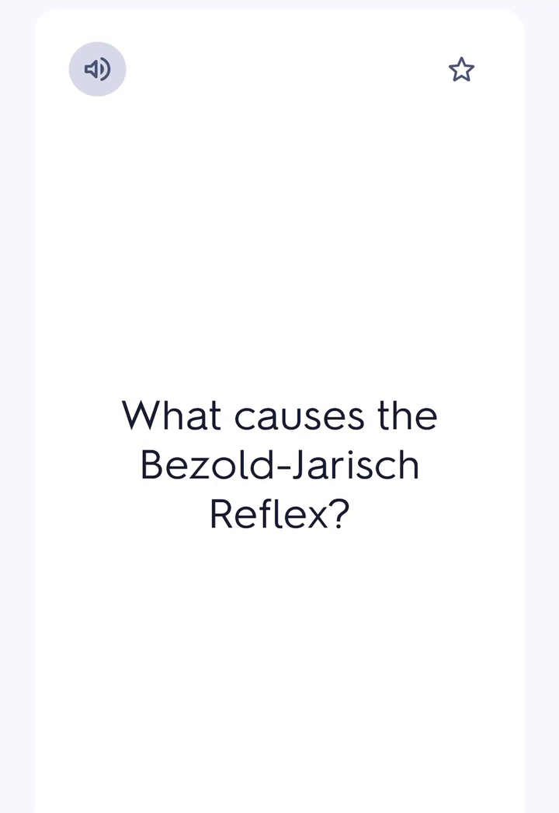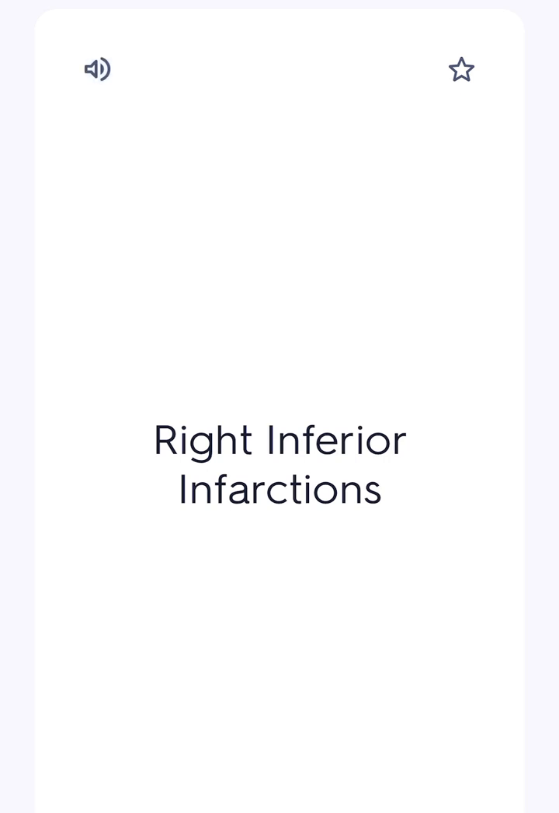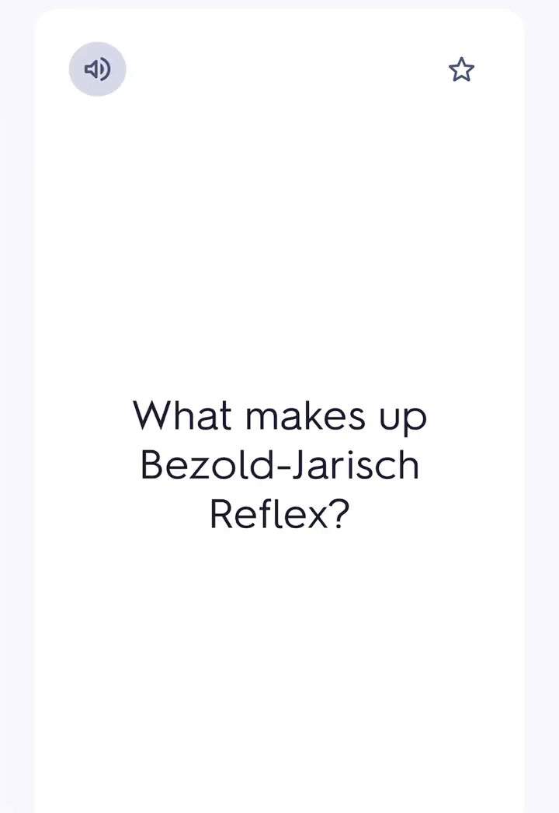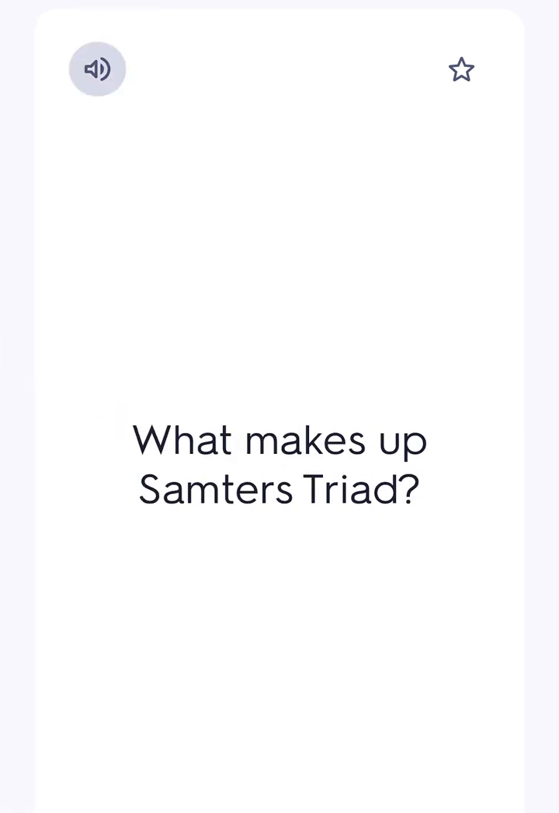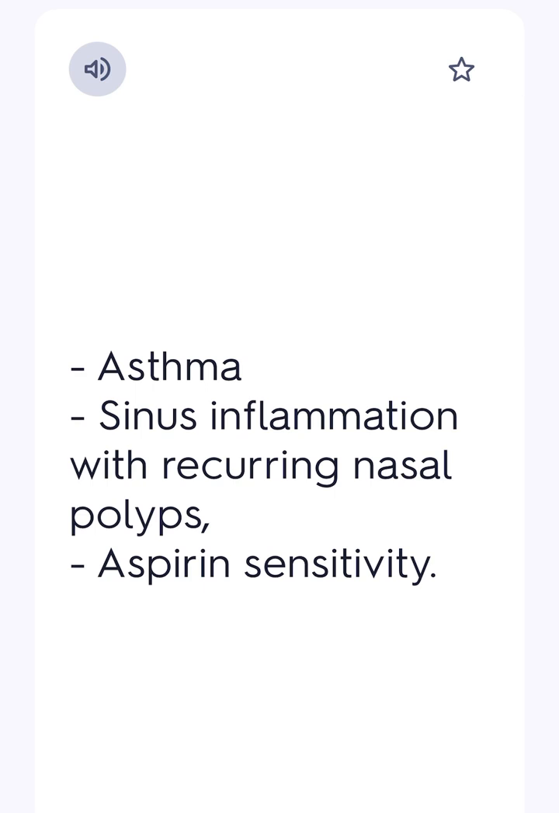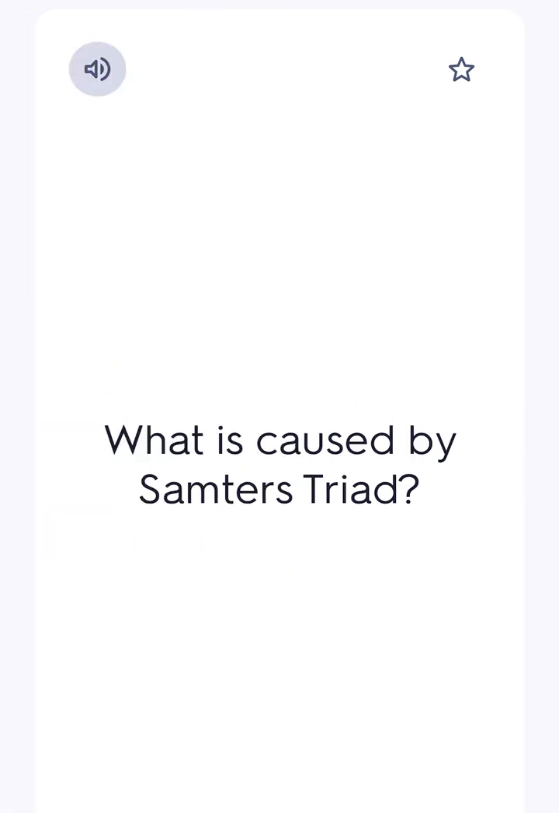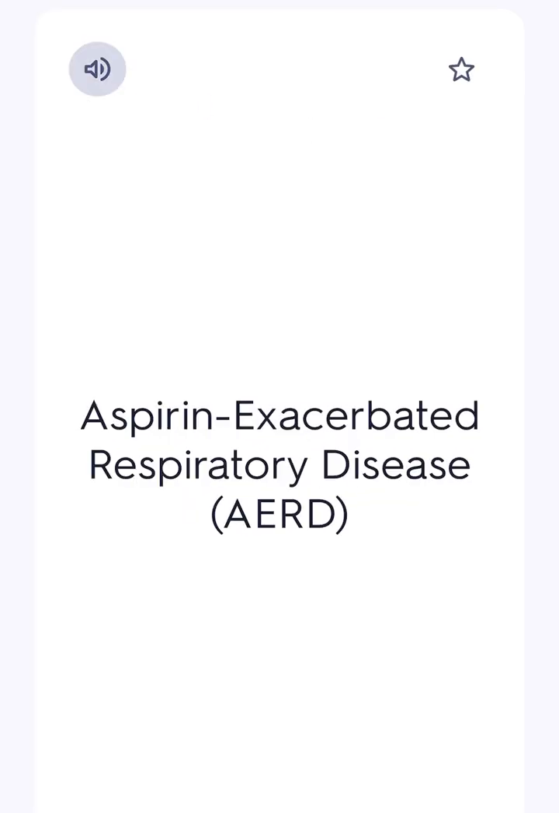What causes the Bezold-Jarisch reflex? Right inferior infarctions. What makes up Bezold-Jarisch reflex? Hypotension, bradycardia, apnea. What makes up Samter's triad? Asthma, sinus inflammation with recurring nasal polyps, aspirin sensitivity. What is caused by Samter's triad? Aspirin exacerbated respiratory disease.